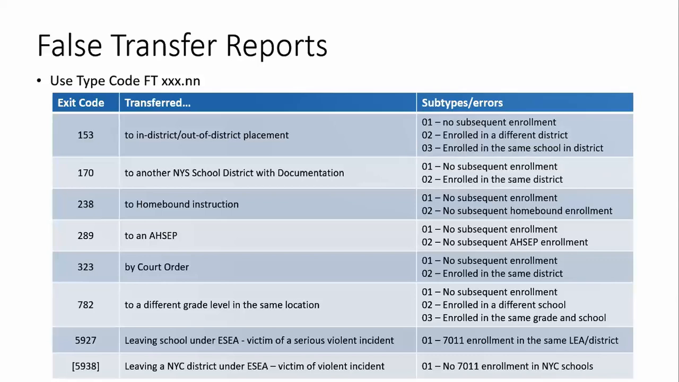And to resolve many of the false transfer errors, you may simply need to change the exit code. If the student in the case of the 153 exit code actually enrolled in another district, you're going to change the 153 to a 170 and so on. And you're going to use similar logic as we've talked about with the others to resolve these errors. And I don't have a detailed scenario here to review, but I think by now you get the gist of this.